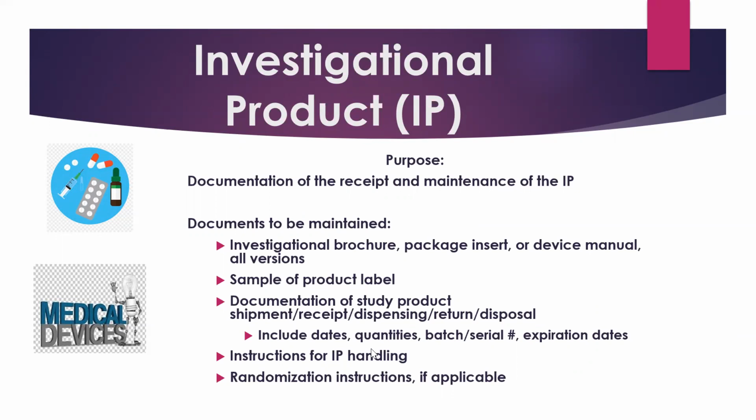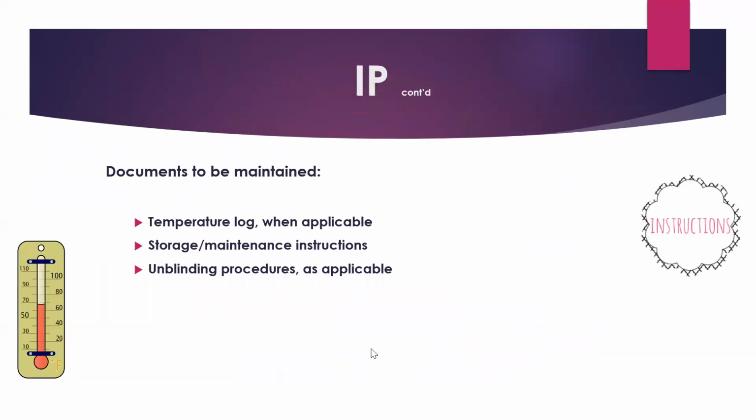If you have a randomized trial, you have to keep up with instructions on how to unblind that subject if something happens. And also you have to keep up with the randomization schedule, which a lot of times is electronic through your IVRS systems or something like that. Other documents to maintain, if you have a device or IP or a drug, are the temperature log, storage and maintenance instructions, things like that. Anything else with IP that y'all maintain that I didn't cover?